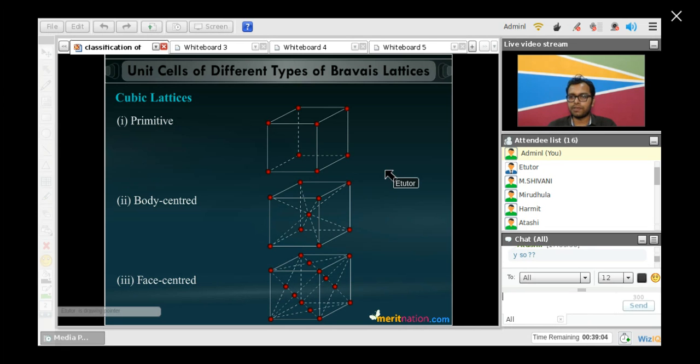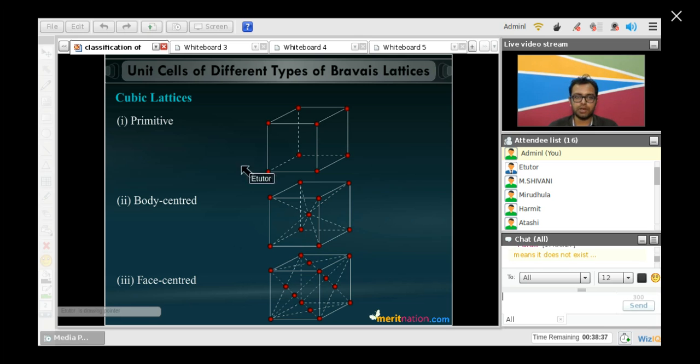If you are considering end-centered orthorhombic, then you will observe that every atom has a similar type of arrangement, right? But in a cubic lattice, if you take the end-centered case, you won't observe a similar arrangement for every atom present inside the lattice, right? Is it clear?